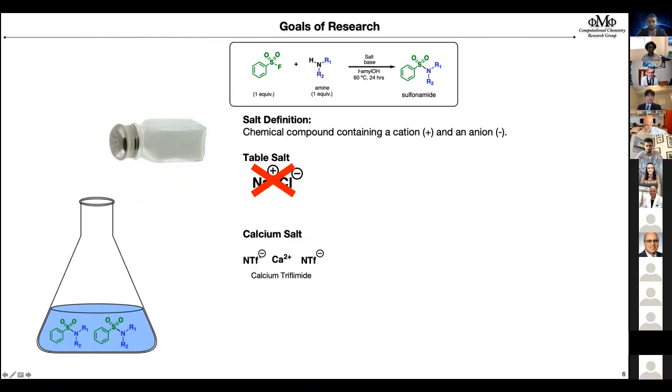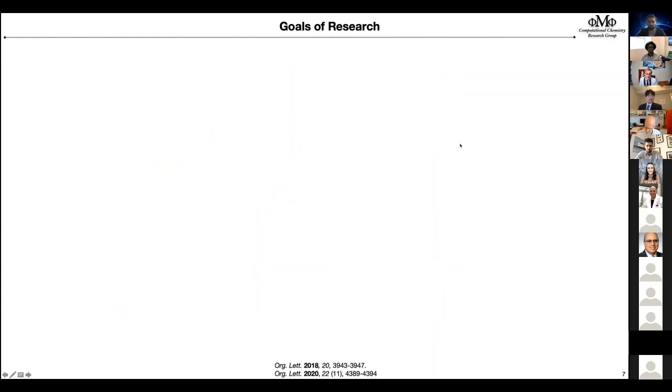We're using calcium salt, and specifically calcium trifluoride, which consists of calcium and 2 trifluoride anions. That's what calcium trifluoride looks like. I'm going to switch that salt to calcium trifluoride, which is also a Lewis acid.